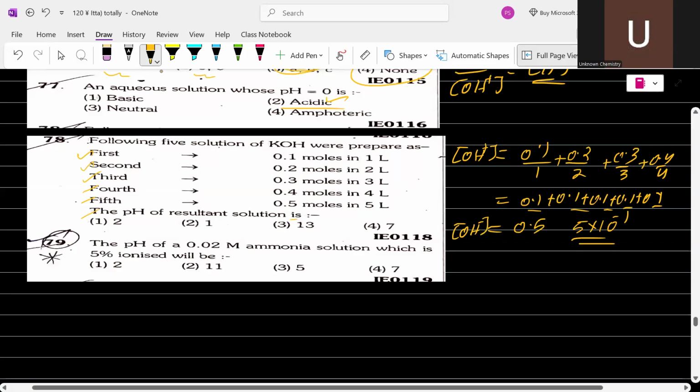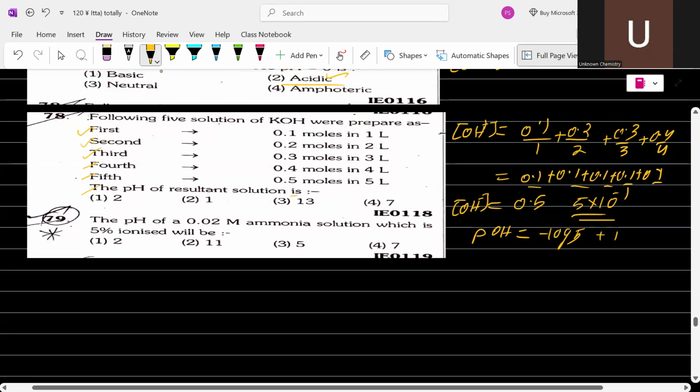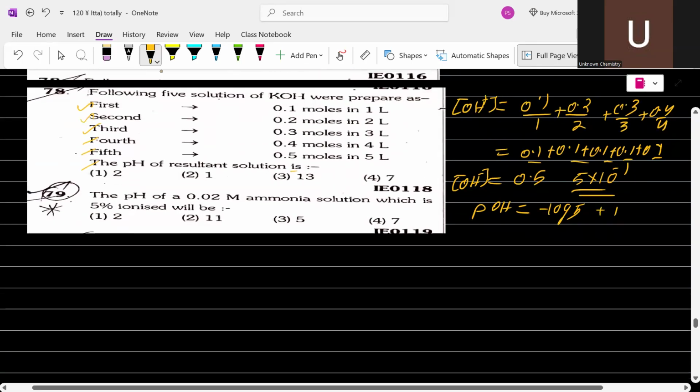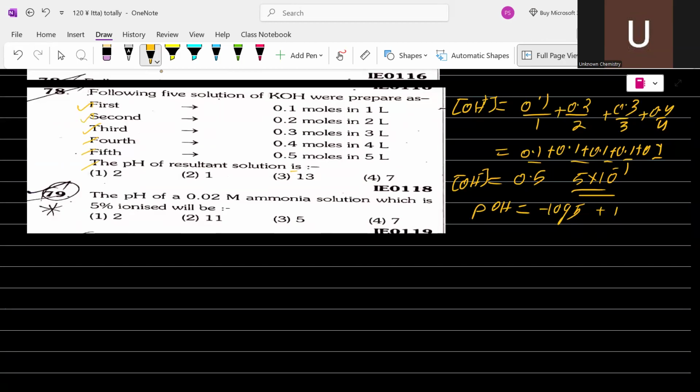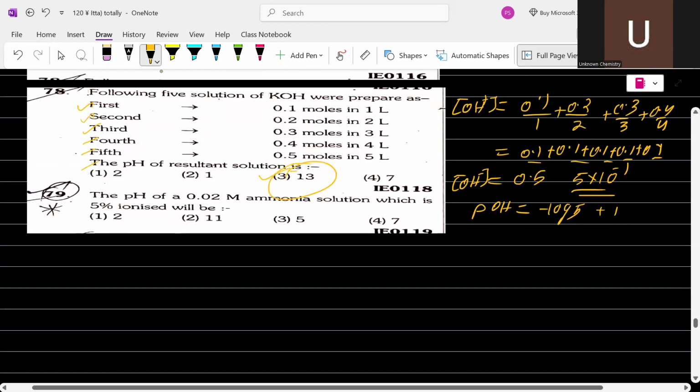Please understand. Then pOH will be minus log 5 plus 1. Please understand, log 5 is approximately 0.7. So approximately the pH of the resultant solution will be 13. Considering that the value is not given, it will be approximately 13.